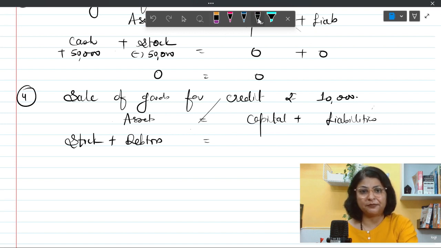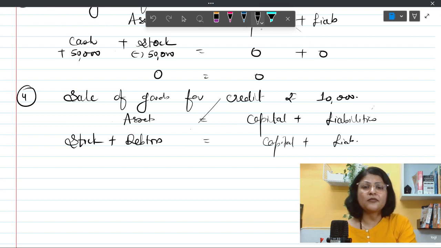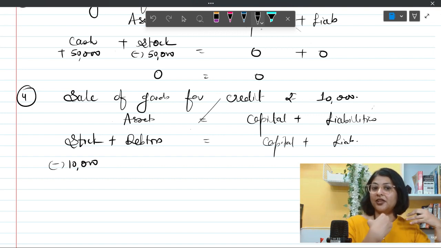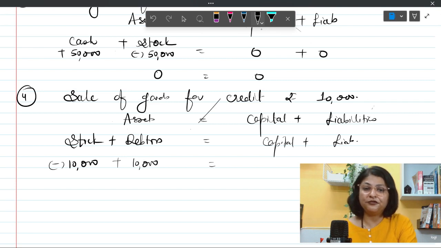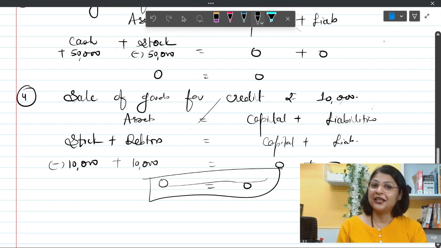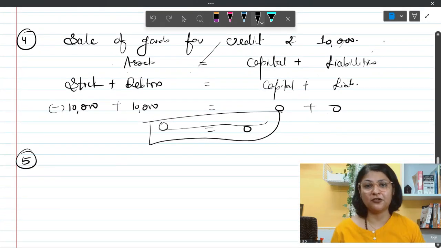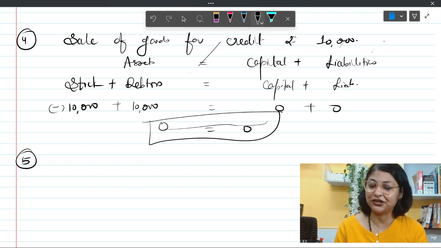Here it is going to be capital only and liability. So I am repeating once again, capital plus liability. Under stock I am going to deduct 10,000 rupees because my stock of 10,000 is gone, and I am going to add 10,000 rupees in my debtors because in future I will be receiving 10,000 from debtors. Again 0 is equal to 0. My accounting equation is tallying once again. So every time when we write a transaction, we have to make sure that an equal amount is coming for assets and for capital and liability. It means the total of both the sides should be coming equal.